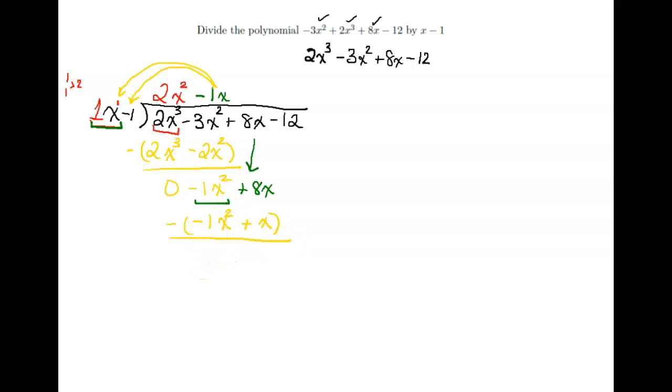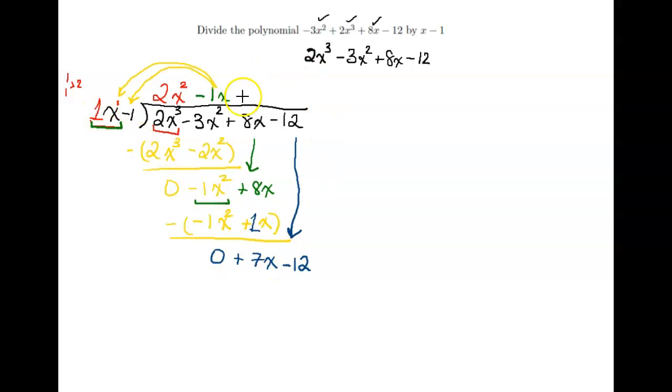And now we subtract again. So again, if I've done this right, this term and this term will cancel. And it looks like they do, right? Because if we're subtracting a negative, that means we're adding. So negative 1 plus 1 leaves me with 0, which is good. Now I'm going to do 8x subtract 1x, leaving me with 7x. And again, I've got one more term to bring down: minus 12.